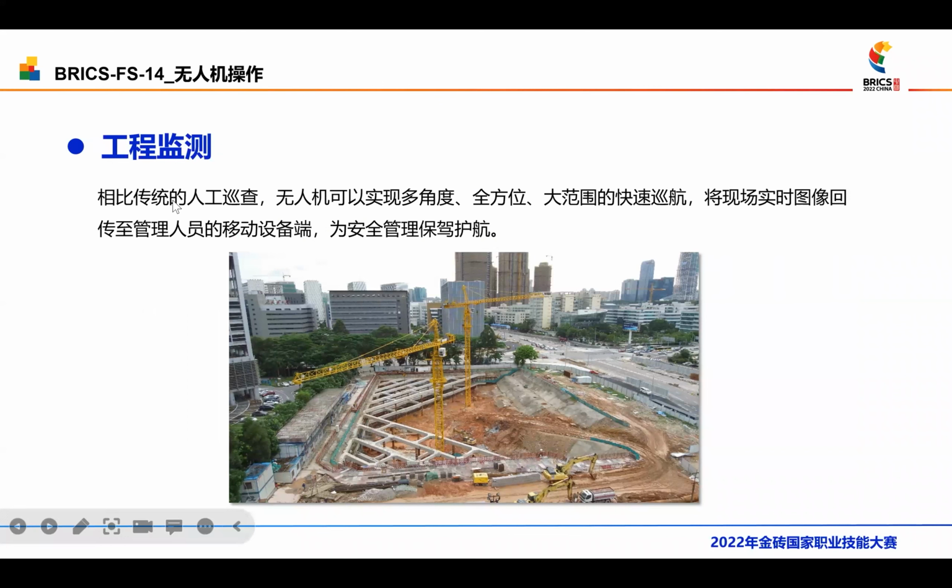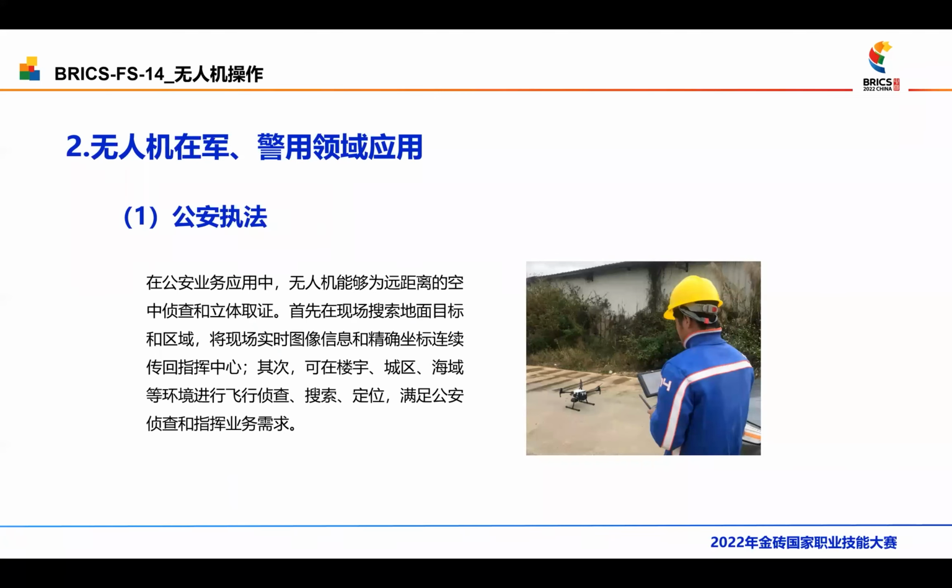Here is the engineering monitoring. Compared with the traditional manual inspection, the UAV can realize multi-angle, all-round and large-range rapid cruise, and transmit the real-time images on the site back to the mobile equipment terminal of the managers to escort the safety management.